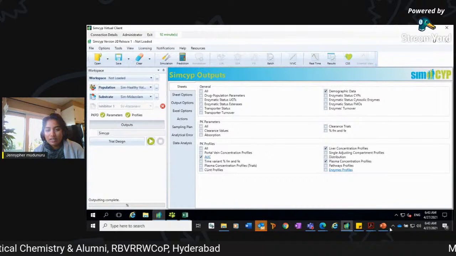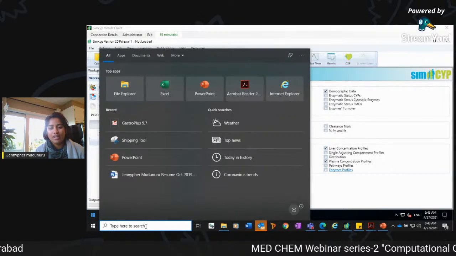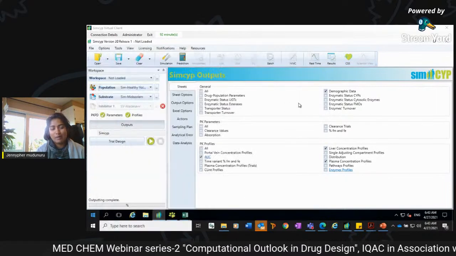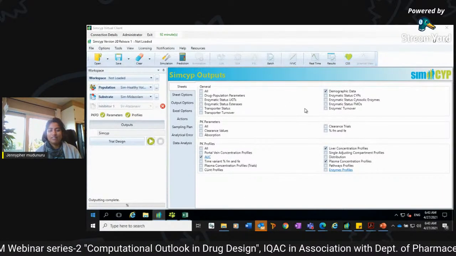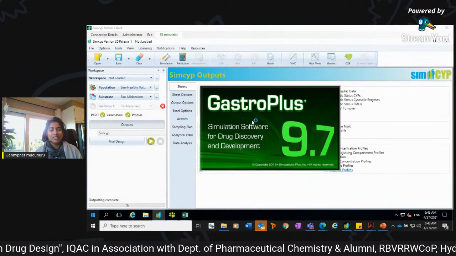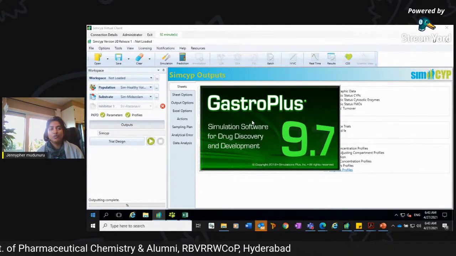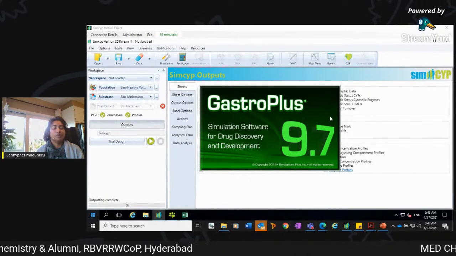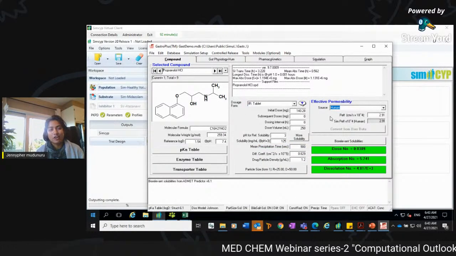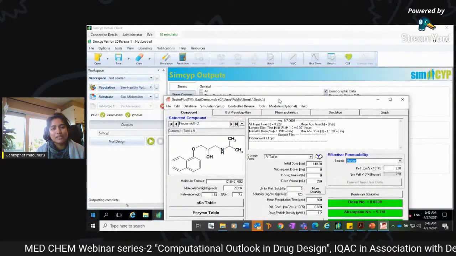I also wanted to show how GastroPlus looks. I cannot go into a lot of detail with GastroPlus. It's not the primary software that I use, but I wanted to show how the interfaces are slightly different when you're using different computational model softwares. The one in the back is SimCyp.